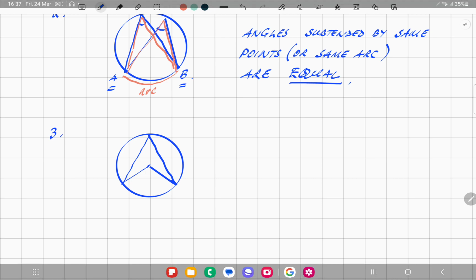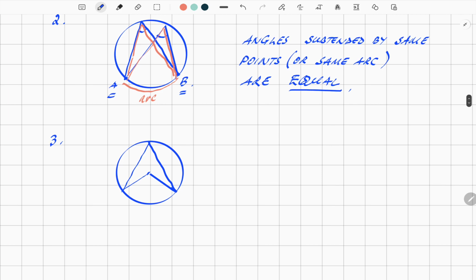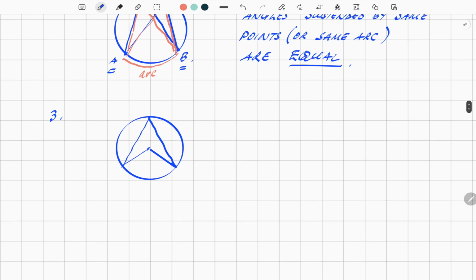Right. So when you have, again, the same arc, same points, A and B, and we create an angle at the center and at the edge. So there's that one there. The rule is that the angle at the center is going to be double the angle at the edge.